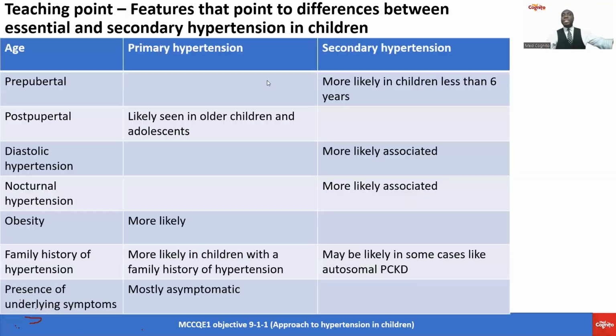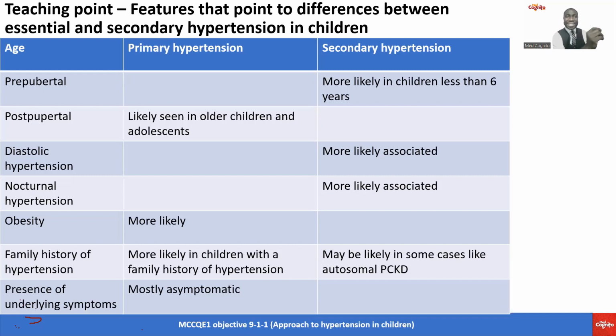Now, let's go to the teaching point. How do you distinguish between primary and secondary hypertension? I can hear papers flipping, and I really like that. Please write your point down. Okay. So now this table is super important because remember that the objective was saying you should be able to distinguish who has primary hypertension and who has secondary hypertension.